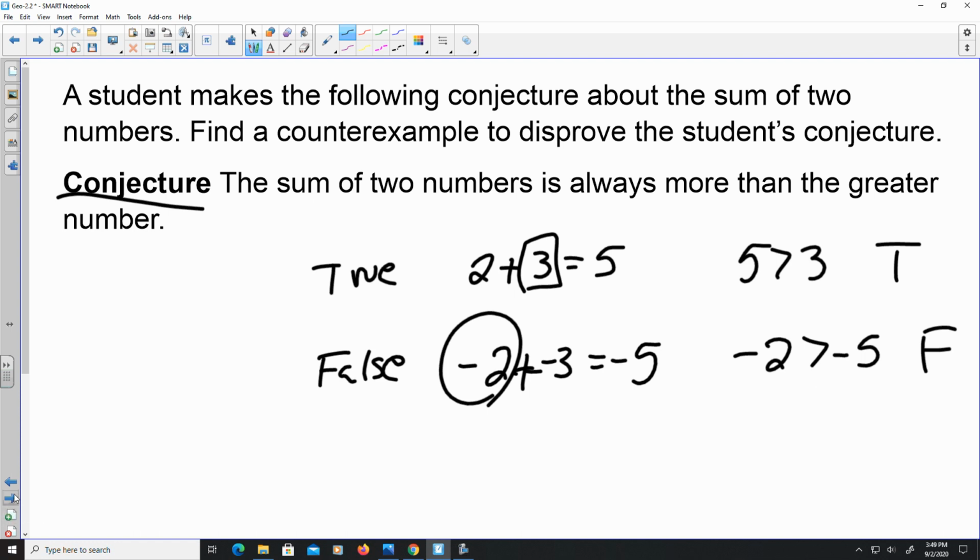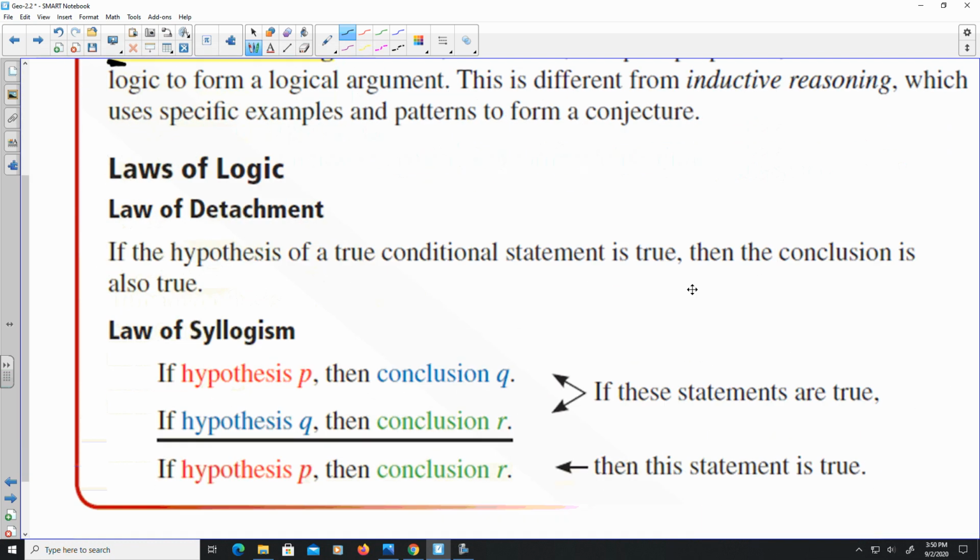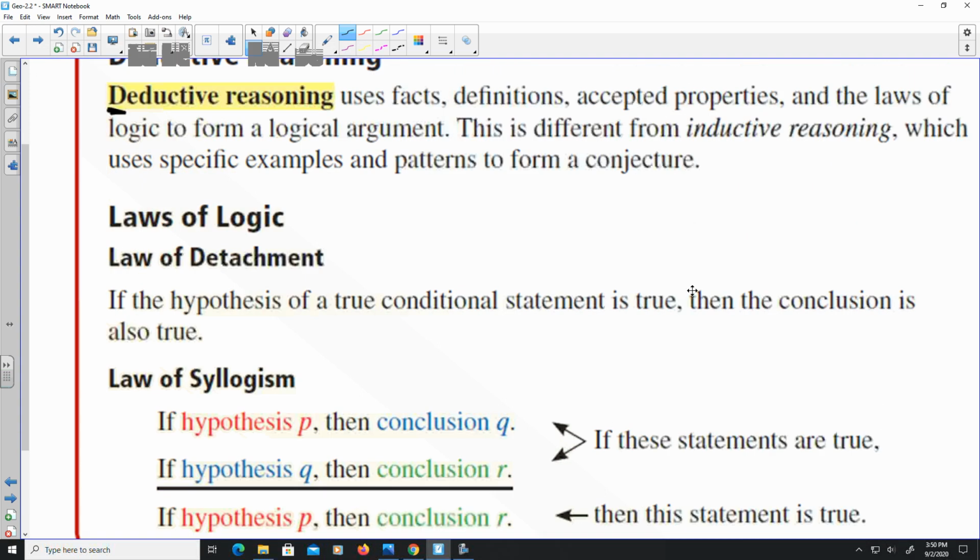So inductive reasoning is being able to discover patterns and such. Deductive reasoning, with a D, is reasoning that uses facts, definitions, acceptable properties, and the laws of logic to make their argument. It's different because inductive reasoning is those conjectures where you're trying to find patterns and then you're using specific examples to make your conclusion true.